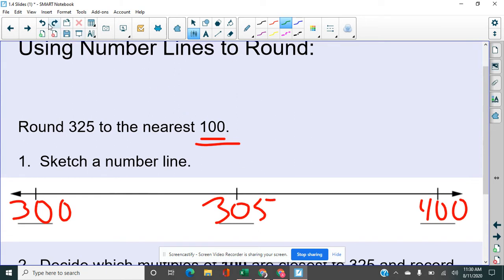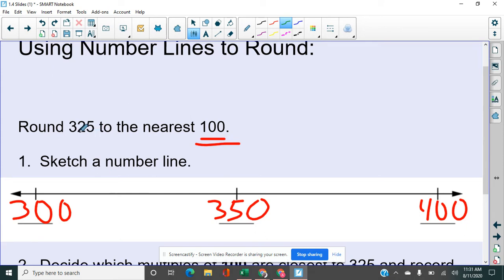But that's not correct. And the reason it's not correct is that the difference between 300 and 400, those are 100 apart, right? 100 is the difference between these two numbers. Half of 100 is not 5. What's half of 100? Did you say 50? If you did, you're right. And so 350 goes here.